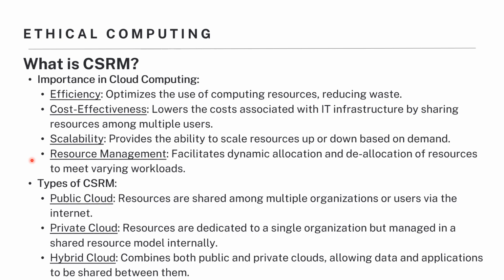And there are three different types of CSRM. We've got the public cloud, where basically resources are shared over the internet over multiple users. It is scalable but requires strong security. And there's also private cloud, where resources are basically dedicated to just one organization, of course offering more control and security, but definitely much more expensive. And you've got the mix of the two, right? Hybrid cloud combines public and private clouds, allowing data and applications to move between them freely for flexibility purposes.